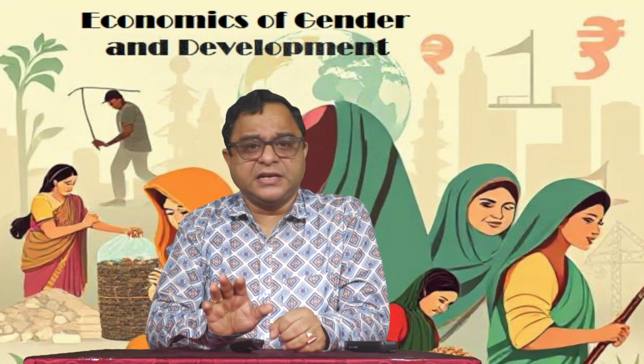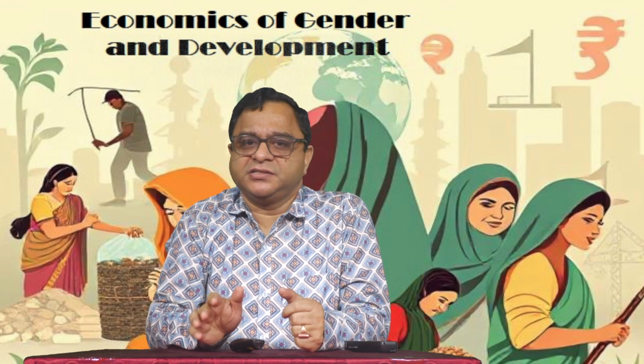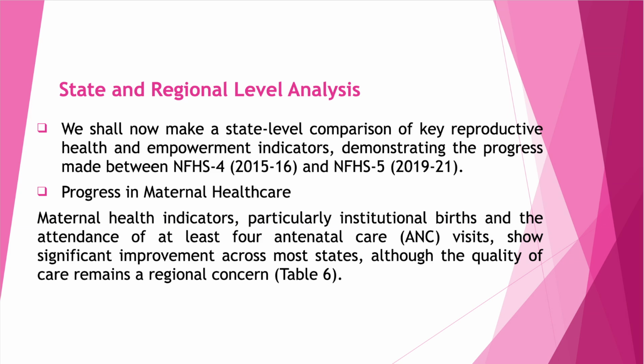Now, let us undertake a state and regional level analysis in India. What has been the trend of progress across states and regions? So, we shall now make a state level comparison of key reproductive health and empowerment indicators, demonstrating the progress India has made between NFHS-4 (2015-16) and NFHS-5 (2019-21) rounds. Let us begin with progress in maternal health care.